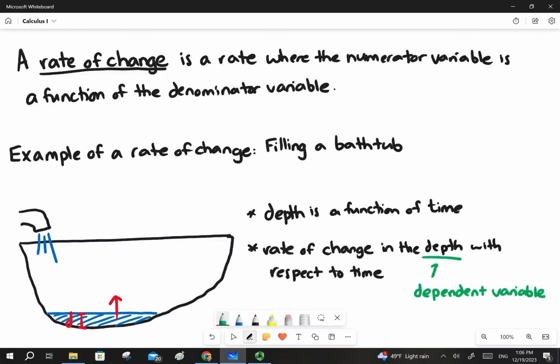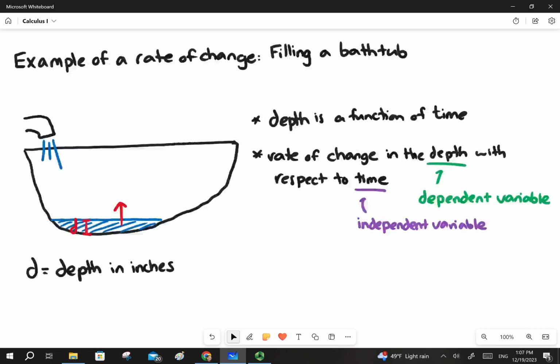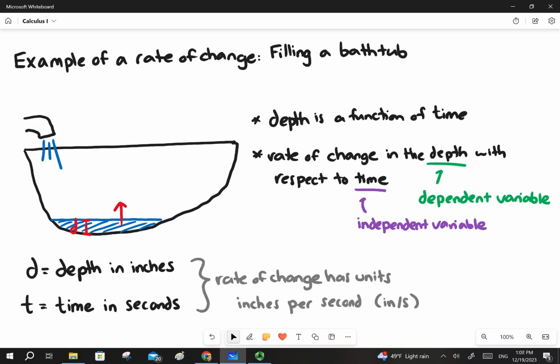The dependent variable in this scenario is the depth of the water, and the independent variable is the time elapsed. If we are measuring the depth in inches and the time in seconds, then this rate of change would have units of inches per second.